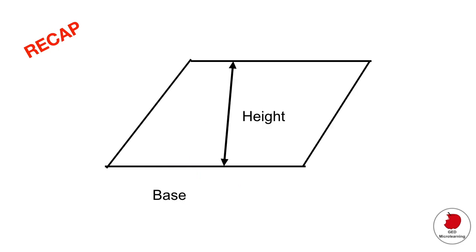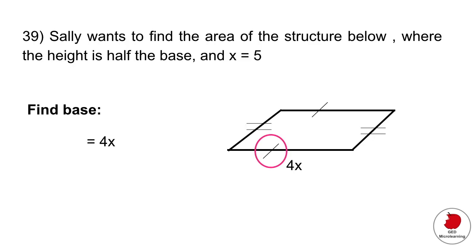And remember that when you look at this structure, the base is the bottom part and the height is that area in the middle. Okay, so first of all, we're going to find out the base, right? So they tell us in the diagram that that side is 4x. And they're telling us in the question that x is equal to 5. So all you have to do is introduce that value of 5 into this equation. So you would multiply 4 times 5. That gives you that the base is 20 centimeters.